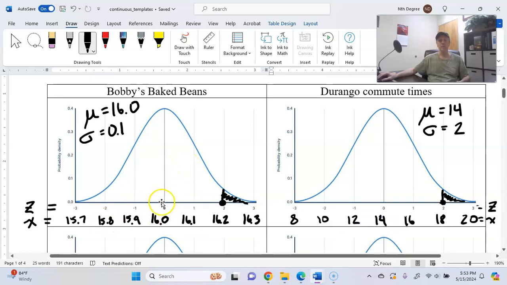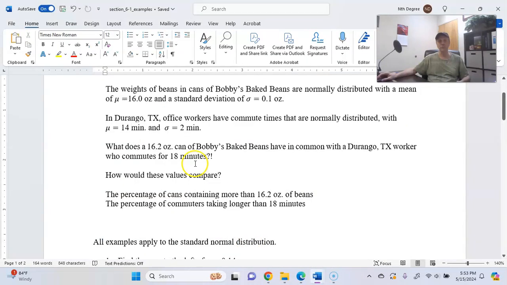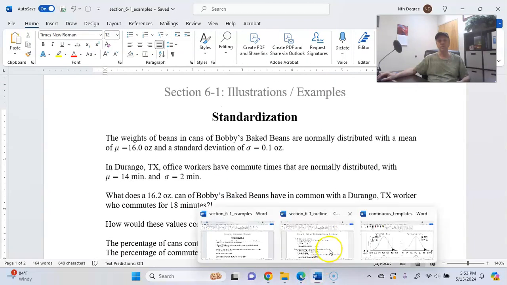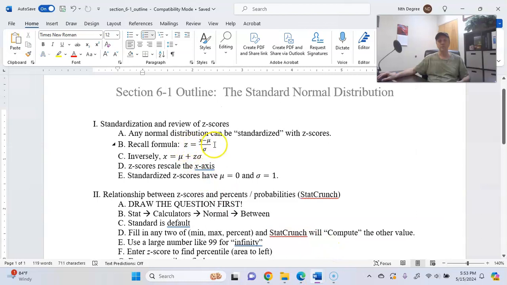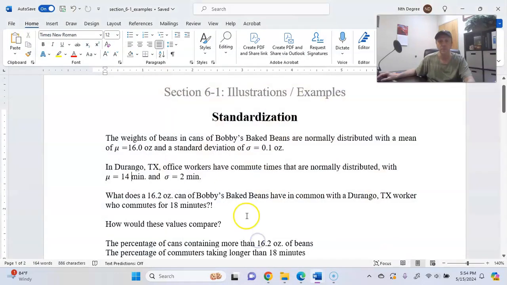Okay, now let's also take a look at the z-score formula and see how it agrees with this. That z-score formula again was z equals x minus mu over sigma. So you take your score of interest x, you subtract the mean mu, and then you divide by the standard deviation sigma.